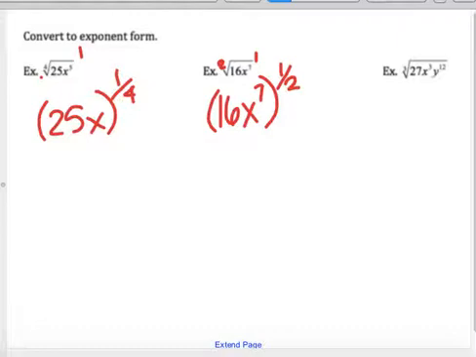Ms. Wall, in that first example, you forgot to write the fifth power. Oh, thank you. Yep, I did not write that all up there. Any other questions or comments so far?